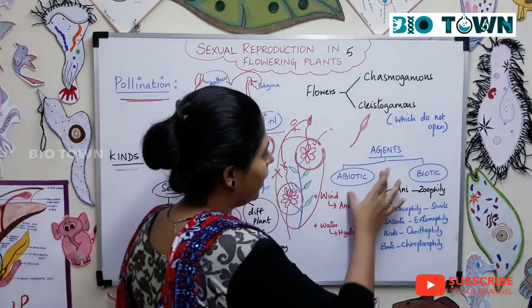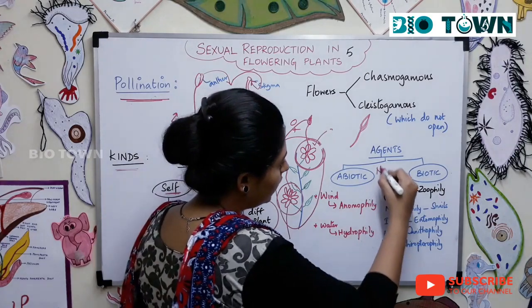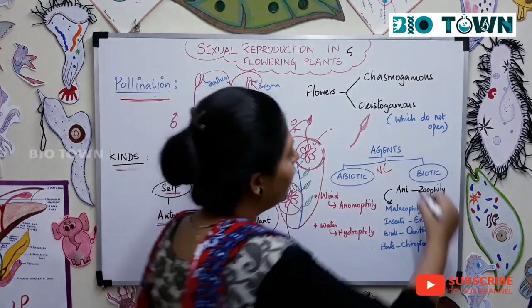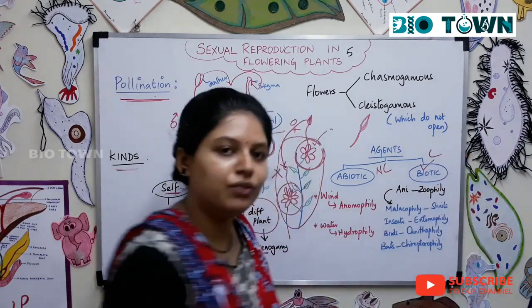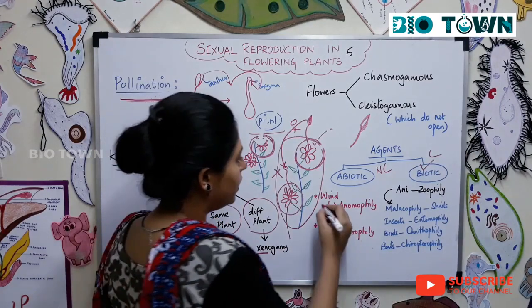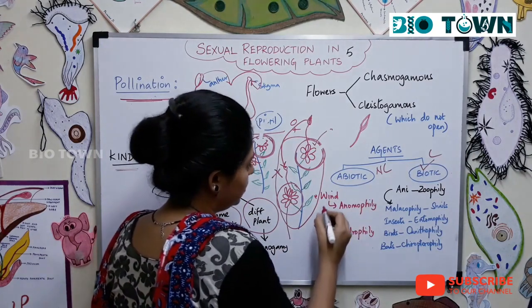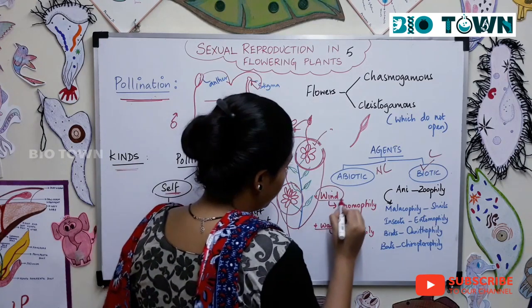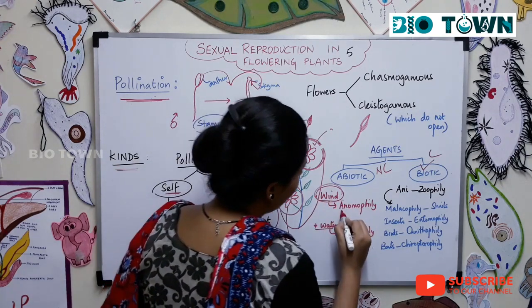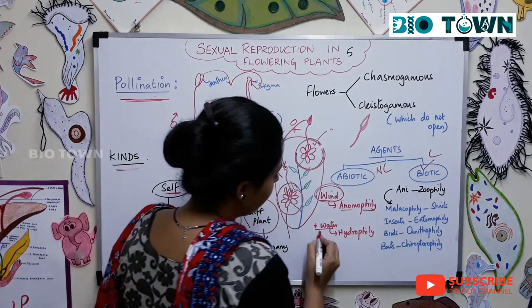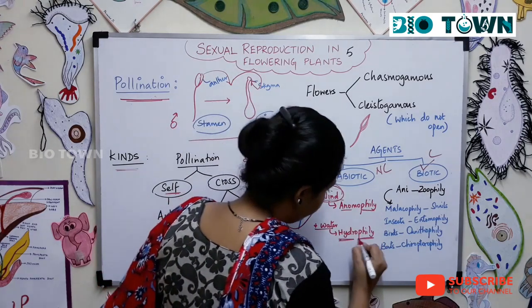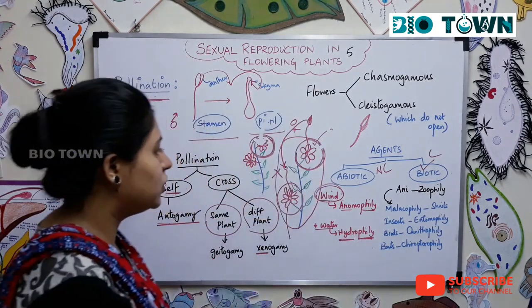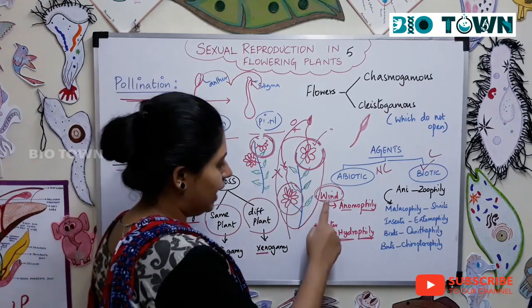The first is abiotic agents, the non-living agents, and biotic agents, of course the living agents. Now abiotic agents, you have wind and water. So when it happens because of wind, you call it anemophily, and water, hydrophily, right? When the pollination occurs with the help of wind.